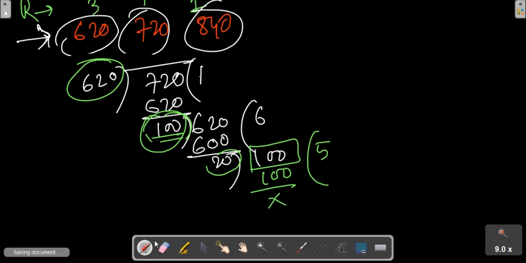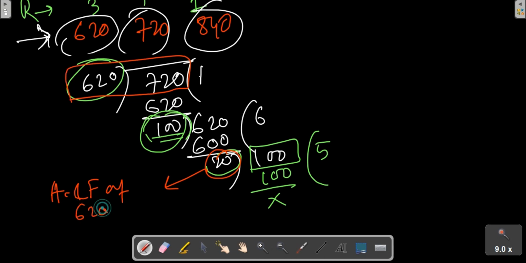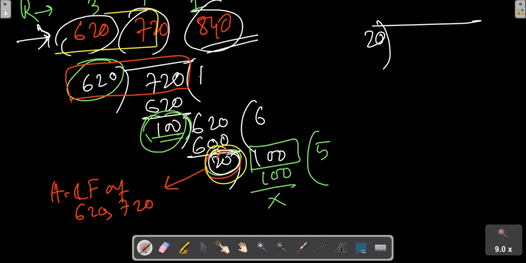So here the division is complete. Whenever the division is completed, we declare that divisor as the HCF of the 2 numbers we started with, the HCF of 620 and 720. Got it? I hope everyone is getting these things. Next, whatever is your HCF right now, that is 20. Then you have to start with the third number which was still remaining, 840. So you start with 840 and the previous HCF of the first 2 numbers. Let's start now.